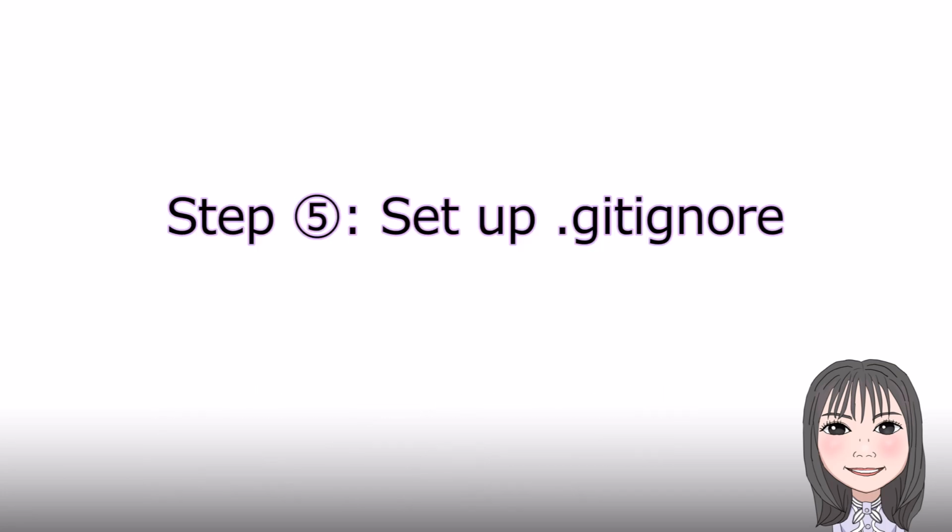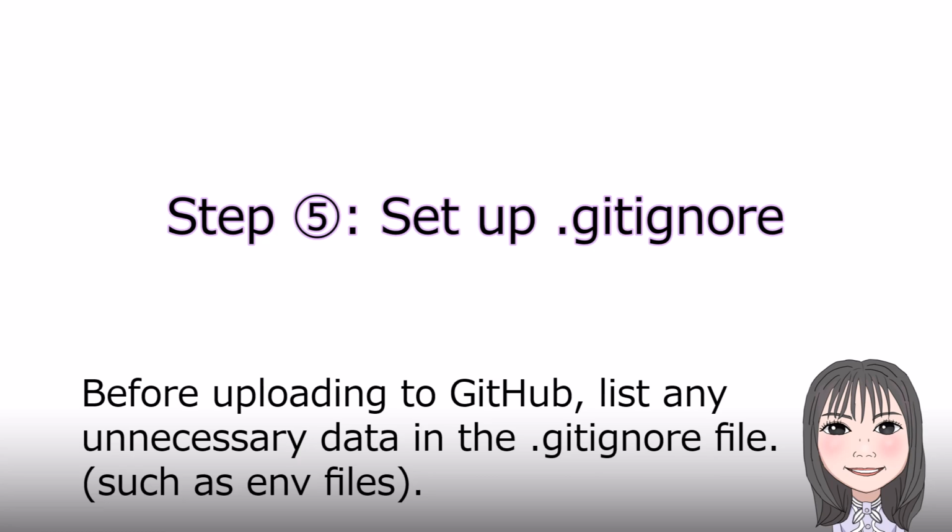Step 5. Set up .gitignore. Before uploading to GitHub, list any unnecessary data in the .gitignore file.